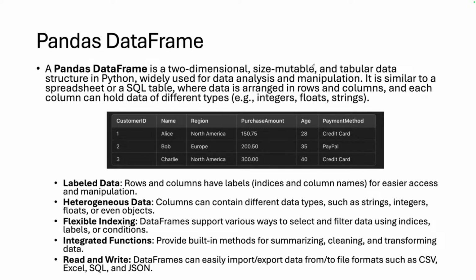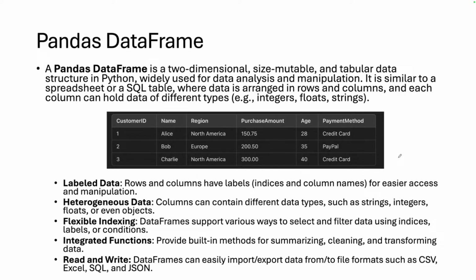It's a 2-dimensional size mutable tabular data structure. And it's similar to our spreadsheet in Excel, etc. So here is our customer IDs. We have some column names here: customer ID, name, region, purchase amount, age, payment method. We have some rows here, and we have some values in each row. So this is what that might look like.